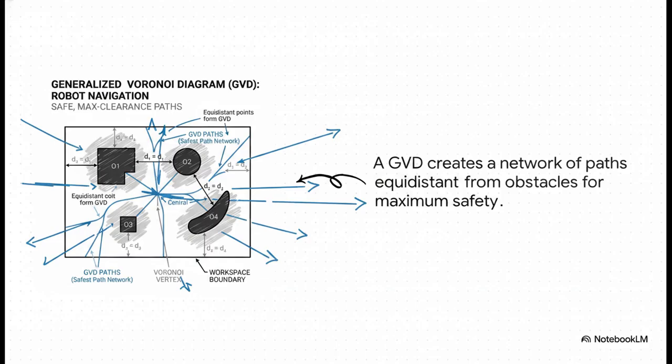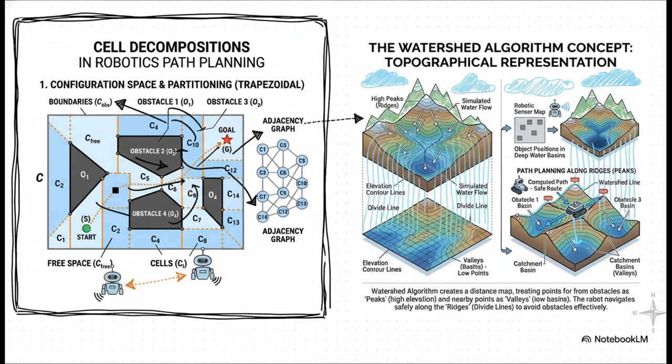It's called a Generalized Voronoi diagram, or GVD for short. Just look at those blue lines. Every single point on those lines is the exact same distance from the 2 nearest obstacles. This creates a whole network of paths that are maximally safe. Yeah, they might be longer, but if you're a robot carrying fragile cargo, that extra margin for error is everything. And there are other cool ways to do this too.